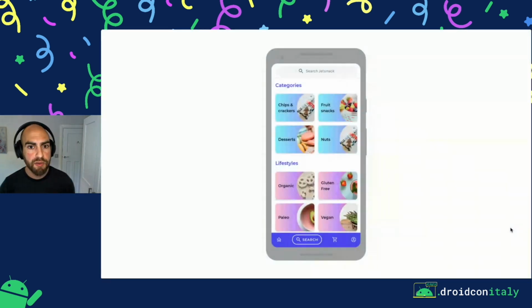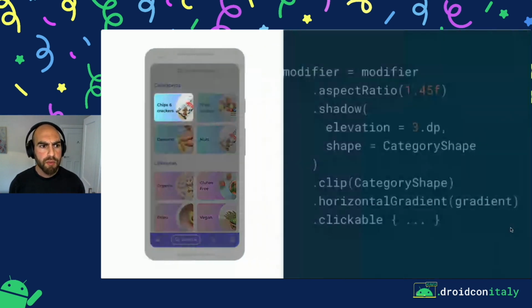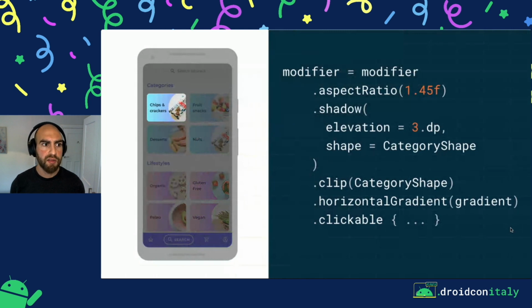So we use modifiers throughout our samples, everywhere really. And one place where I think they really shone is in building a custom element. So here, for example, one of these search categories or whatever it is, you can see it builds up quite a chain: set an aspect ratio, draw a shadow, then clip, and then draw a horizontal gradient and make it clickable. You can define a lot of behavior very, very simply in this modifier.